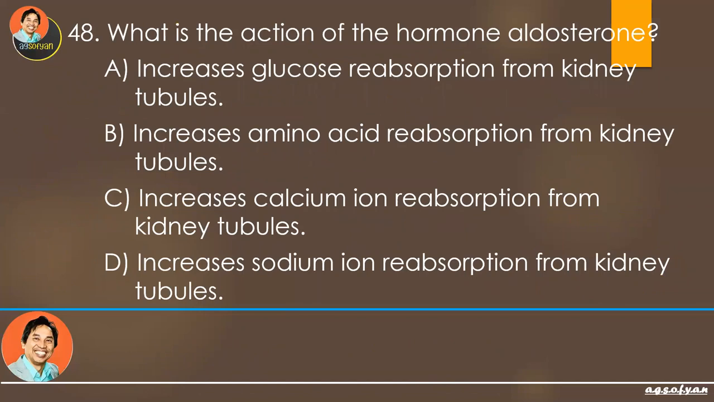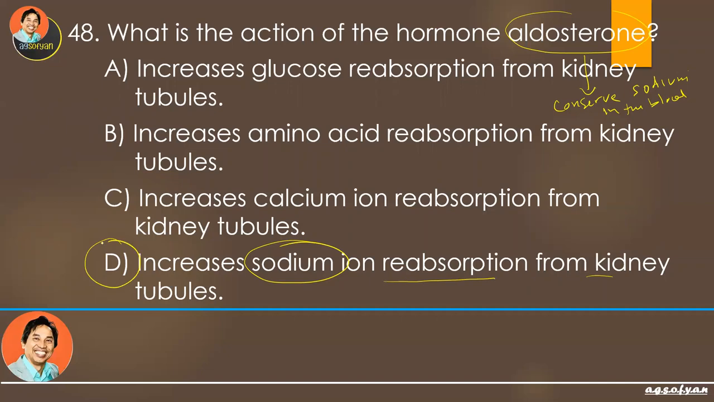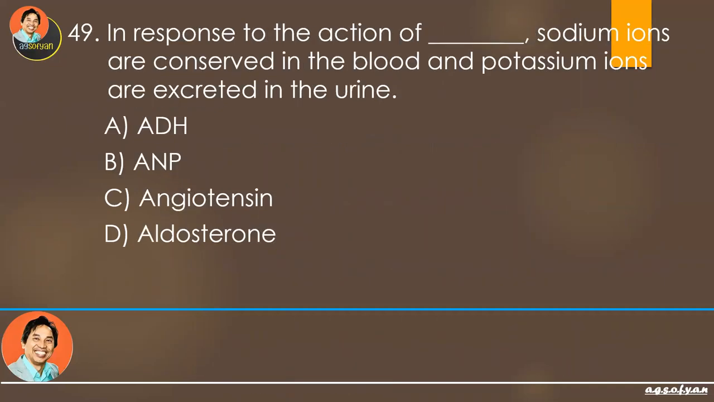What is the action of the hormone aldosterone? So aldosterone is the hormone that, A, B, C, or D. Aldosterone is related to sodium. Okay? So sodium reabsorption. Actually, aldosterone's function is to conserve sodium in the blood. Therefore, this is related to sodium reabsorption from kidney tubules. In response to the action of blank, sodium ions are conserved in the blood, I just mentioned that one. So which hormone conserves sodium ions? Yes, this is aldosterone.